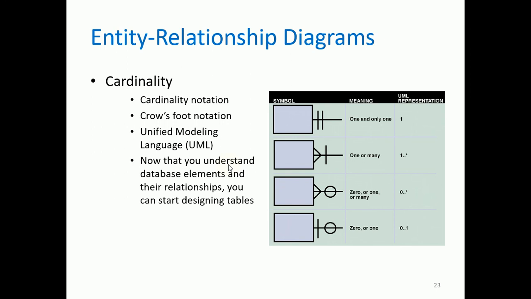Now that you understand database elements and their relationships, you can start designing tables. This is the entity. Then we have two vertical lines, which are read as one and only one. Then we have another entity. This is the symbol for many, and this is the symbol for one. So one and only one, and one or many. Do not interchange these two. The crow's foot notation must always stick to the entity. Okay?